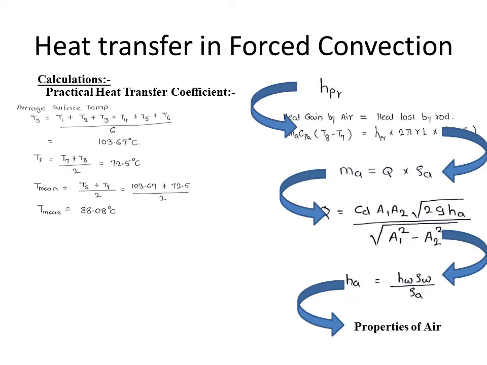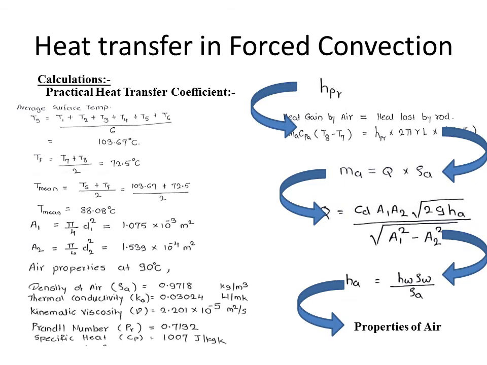Hence the mean film temperature is equal to 88.08 degrees Celsius. A1 is 1.075 into 10 raised to minus 3 meter square. Area of orifice is 1.539 into 10 raised to minus 4 meter square. Properties of air at mean film temperature: density of air is equal to 0.9718 kg per meter cube.